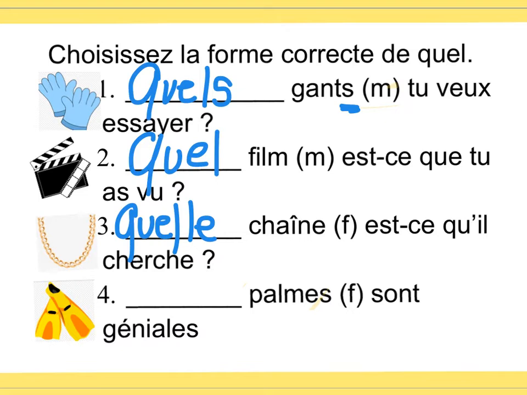Q-U-E-L-L-E. Quelle chaîne est-ce qu'il cherche? What chain is he looking for? Okay? And then down here, I see that it's feminine, but I also see that there's an S. So I'm going to use the feminine form, quelle, but I'm also going to add that S on. Quelles palmes sont géniales? Which fins, those fins for swimming, which fins are great?